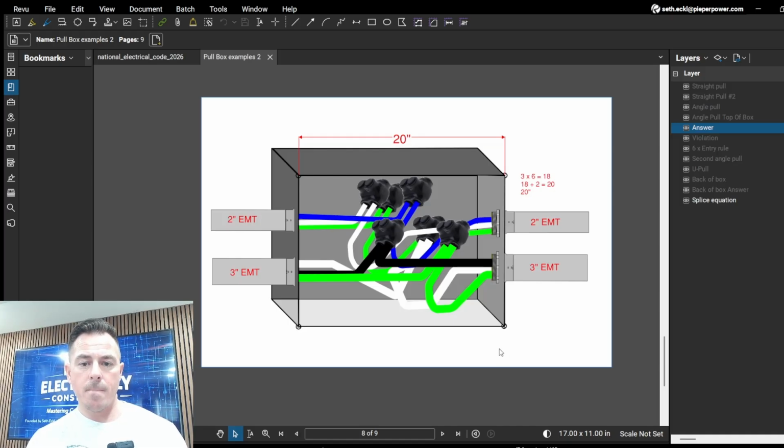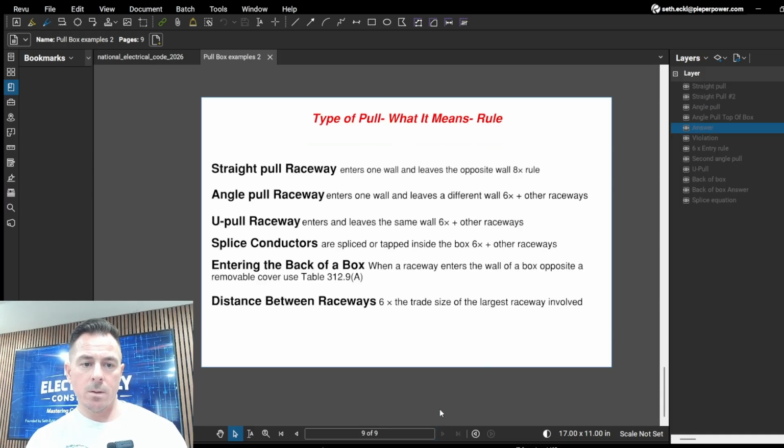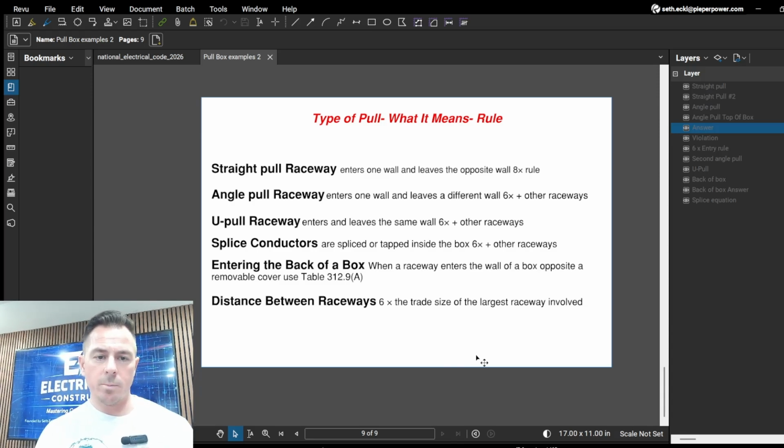All right. I want to give you this too. This is a little cheat sheet I put together. I was trying to put a PDF link on here, but I figured this is a little bit easier. You guys can just take a screenshot of it and save it for yourselves. Just a little breakdown of all the rules that we have for pole boxes.